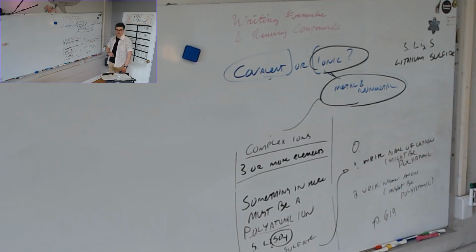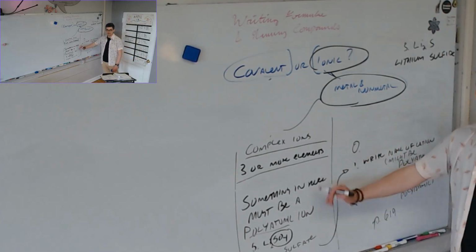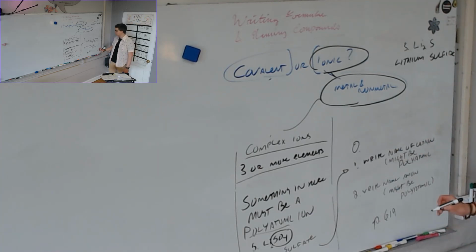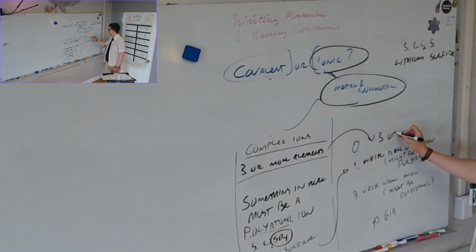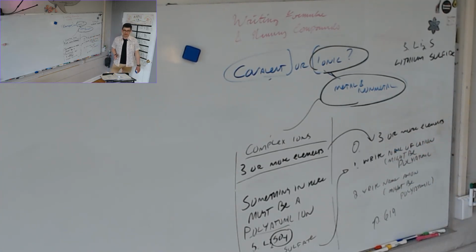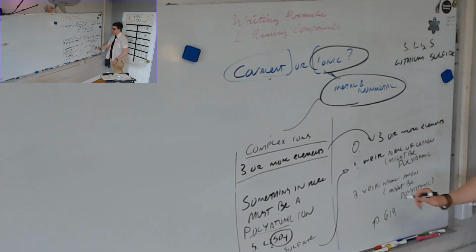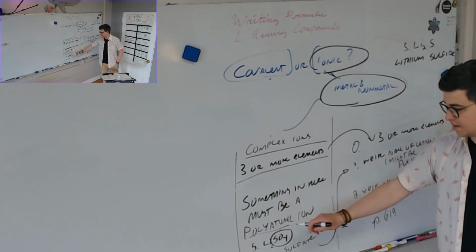We could say, what was step 0? What did we have to do to tell whether we need this procedure or not? Or ite. Yeah, no, not for this one. If it has 3 or more elements. That tells us it's not binary, so something must be a polyatomic ion.